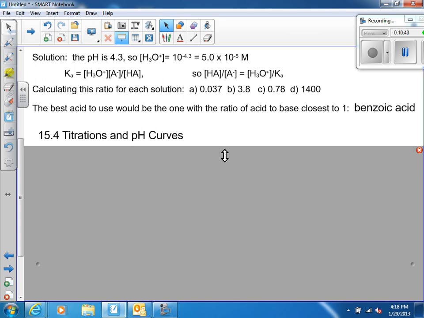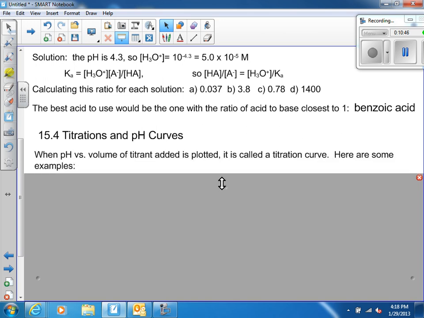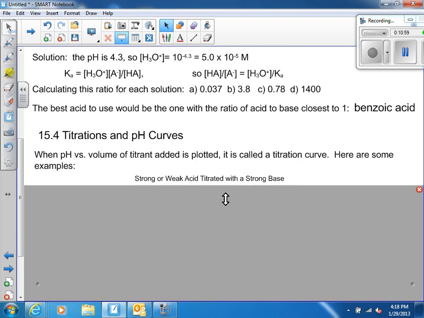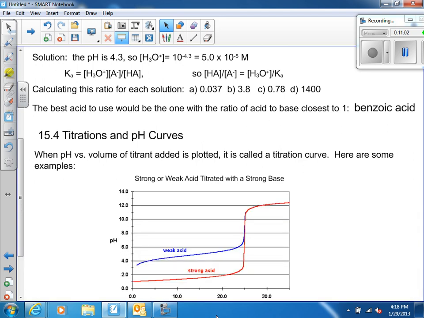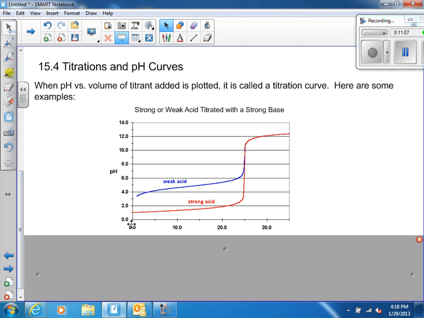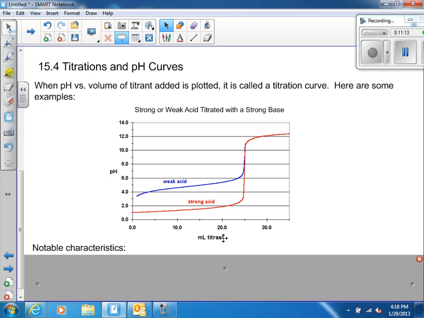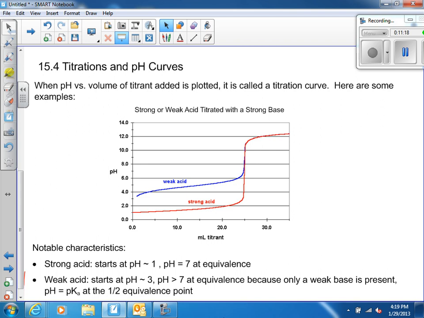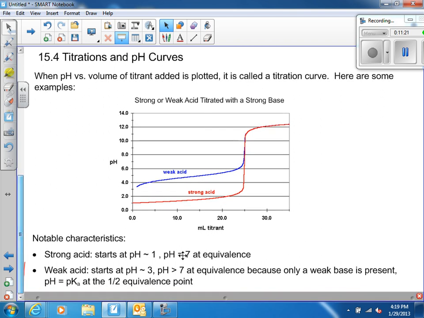All right, on to section 15.4, titrations and pH curves. We did this in class a little bit. First, what is a titration curve? It is a plot of pH versus volume of titrant added. Here's some examples. Here's our first example. We've actually got two titration curves on a single graph here. pH is on the y-axis. Volume of titrant added is on the x-axis. And some notable characteristics. You've actually seen these. They should be in your notes from today already.